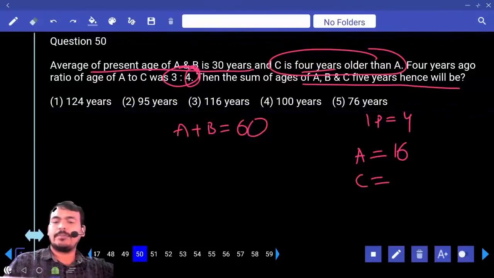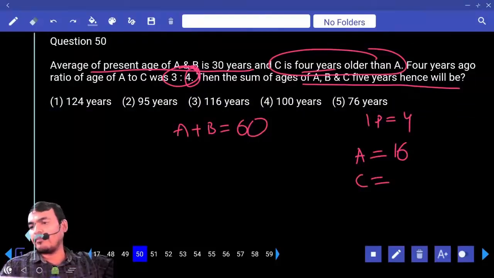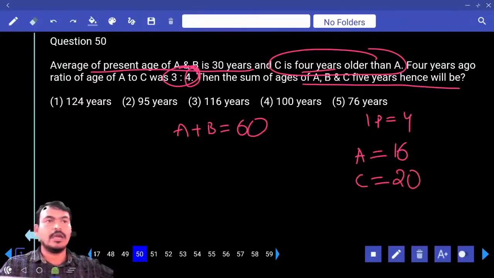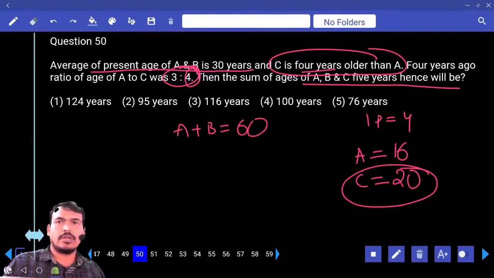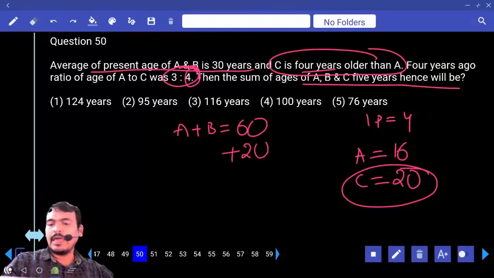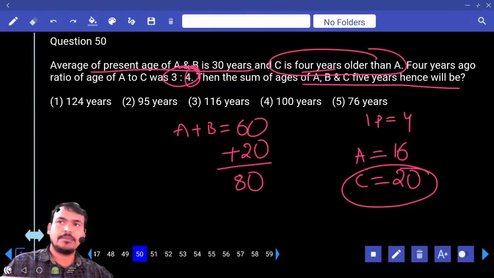4 years back, C was how many parts? 4 parts. What is the 1 part value? 4 years. 4 parts are 16. 4 years back 16 means present value is 20. C present value is 20. Already A plus B is 60. 60 plus 20 is 80. It is the sum of A plus B plus C at present.